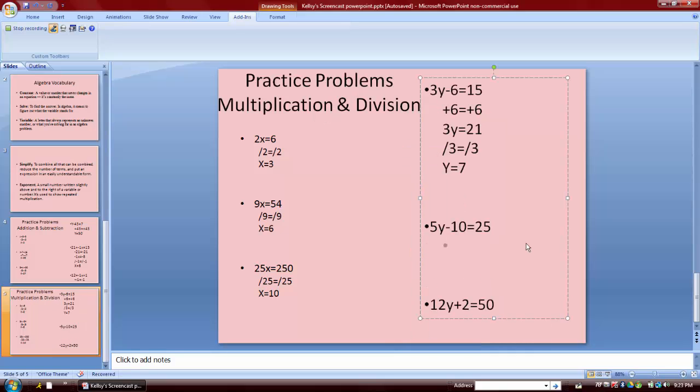We are going to start by adding 10. So add 10 to both sides. So plus 10. And that would give you 5y equals 35. And then to do this next part, it's the same as over here on the side, just like in the other one. You would divide 5 from each side. So divide 5, and then you would be left with y equals 7.